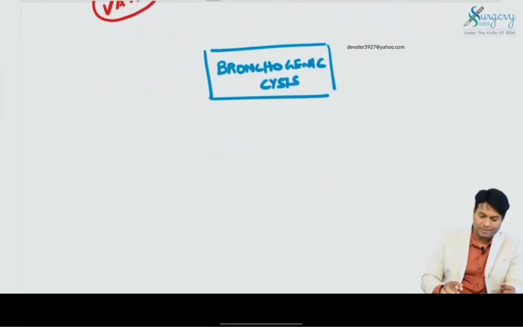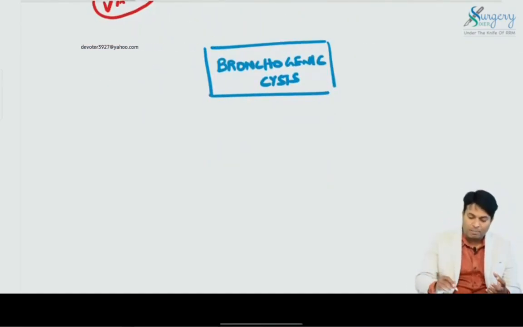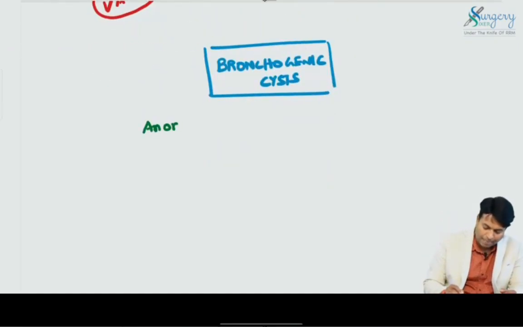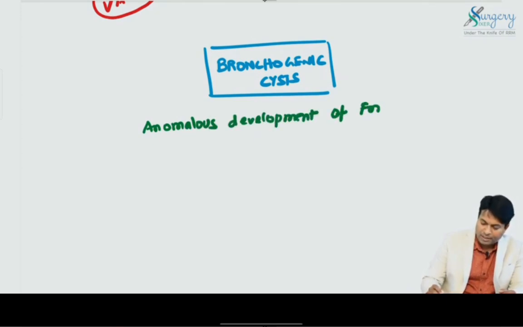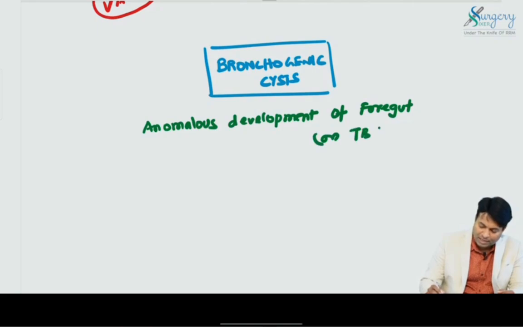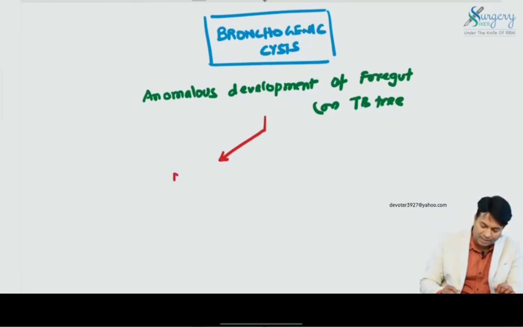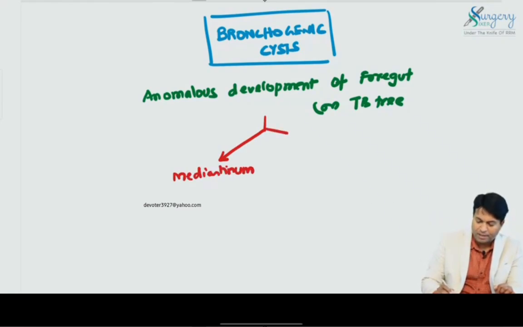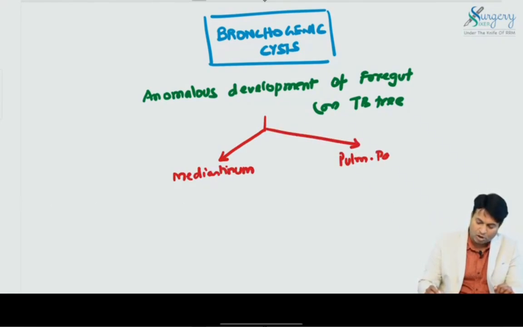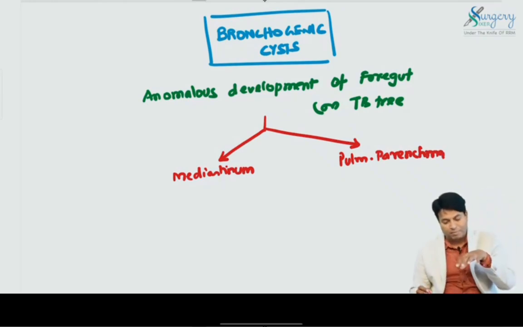What is a bronchogenic cyst? It is a congenital lung lesion which arises from anomalous development of the foregut or tracheobronchial tree. From the foregut it can develop, or from the tracheobronchial tree it can develop. It can arise in 2 places: either in the mediastinum or in the pulmonary parenchyma.